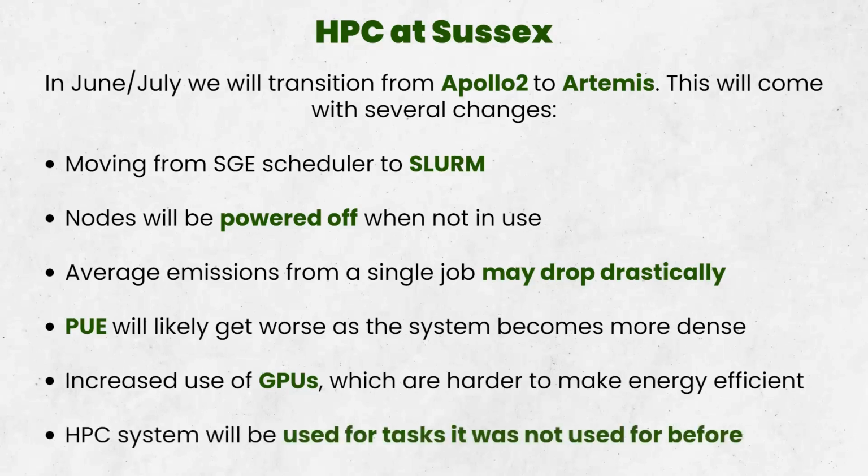And finally, because of this increased flexibility, it's likely that the system is going to be used for a wider variety of tasks than the previous Apollo 2 system was, which is really like a perfect encapsulation of that rebound effect. So if we consider all of this together, even though certain things are becoming more efficient, it's likely that energy use is going to increase when we go to this new system.